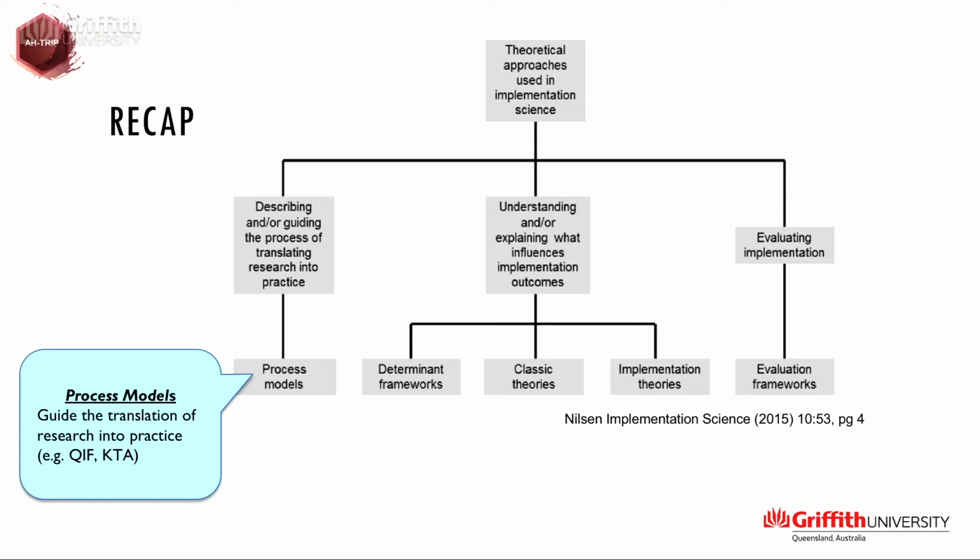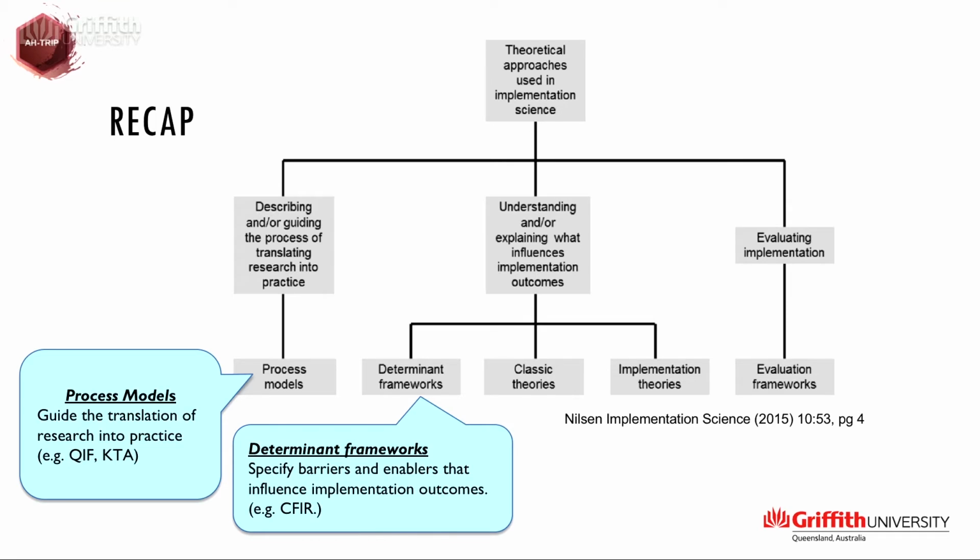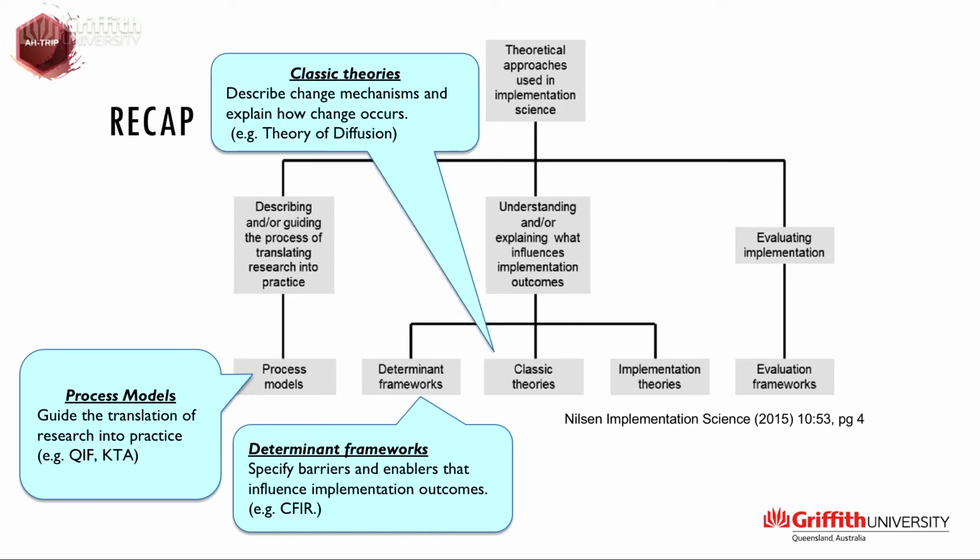Understanding or explaining what influences implementation outcomes is broken down into determinant frameworks, classic theories, and implementation theories. Determinant frameworks look at specifying barriers and facilitators that influence implementation outcomes, and you may be familiar with the CIFA model by Damschroder. Classic theories, such as Rogers' theory of diffusion, describe change mechanisms and explain how change occurs.